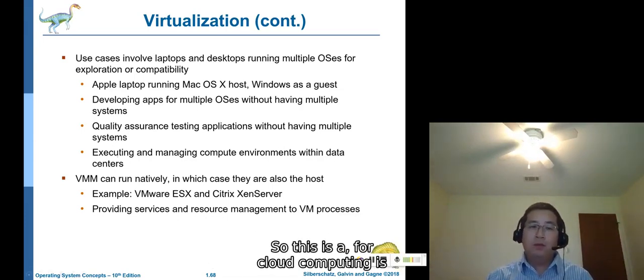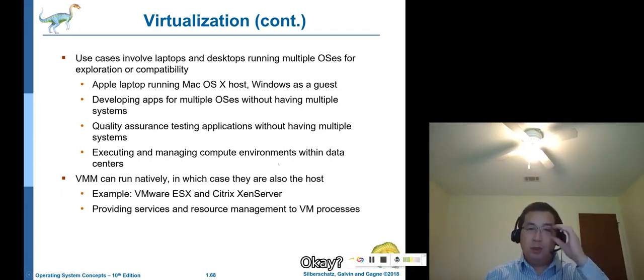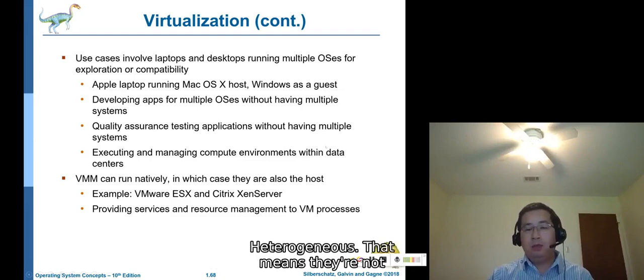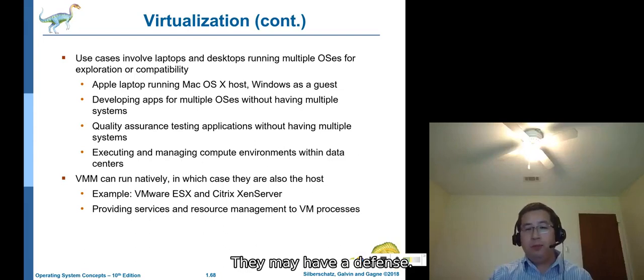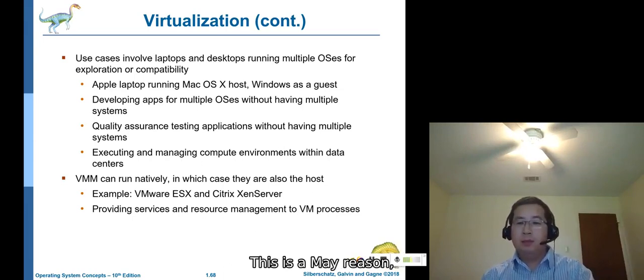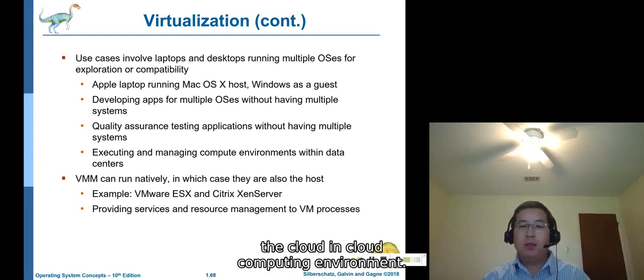So this is for cloud computing. It is very popular. In cloud computing you must use virtual machines. We want to run a heterogeneous environment. That means they are not the same configuration, same operating system, same hardware, same CPU architecture. They may have differences, so we want to hide these differences, and we can use virtualization. This is the main reason we integrate virtual machines in the cloud computing environment.